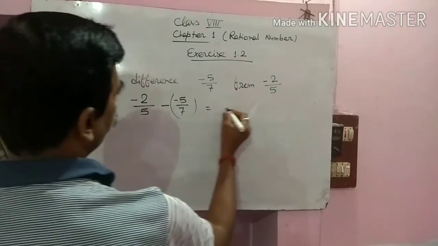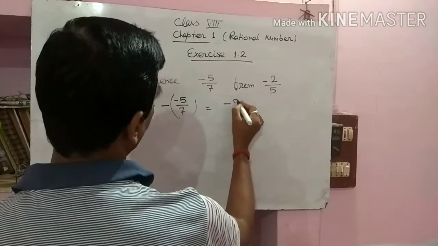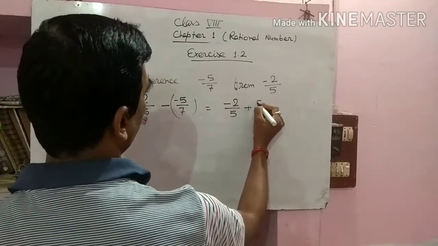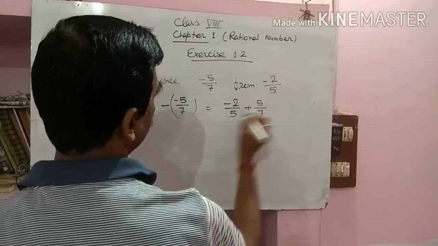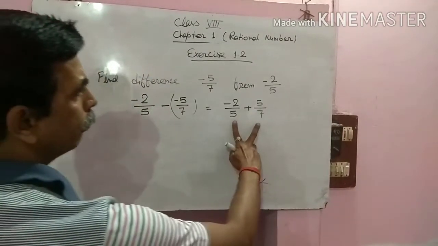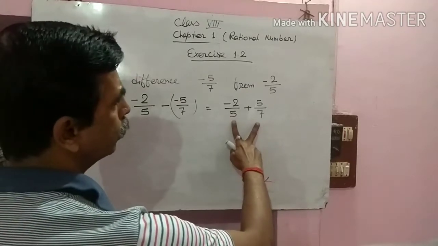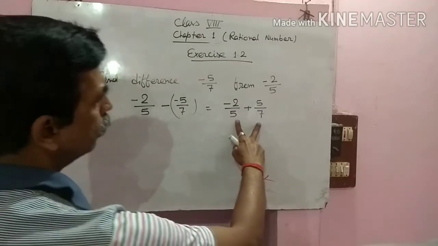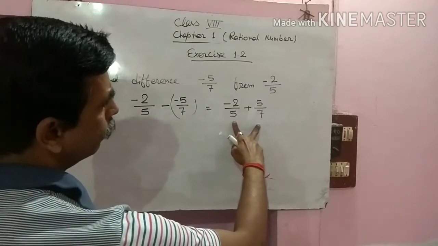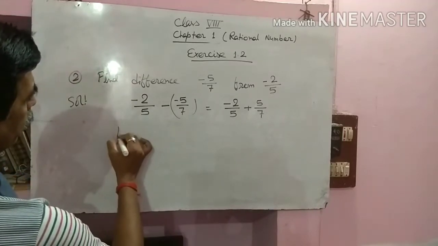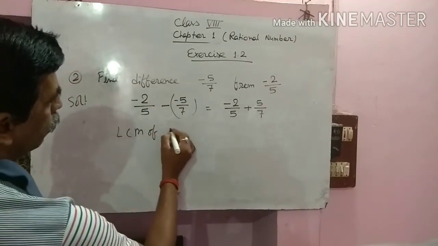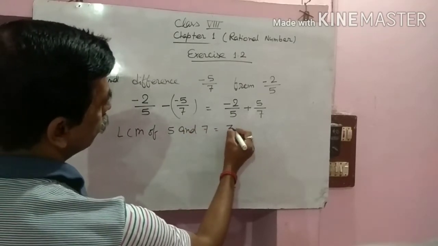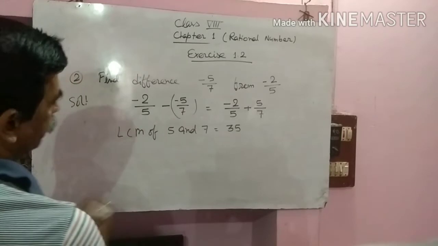So what we get is minus 2 by 5 plus 5 by 7. Both the numbers are prime numbers, and they have no common factor. So in case of getting the LCM of these two numbers, we just have to multiply them. So the LCM of 5 and 7 is equal to 35.